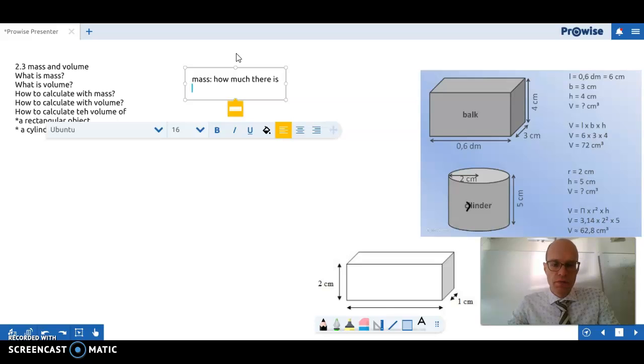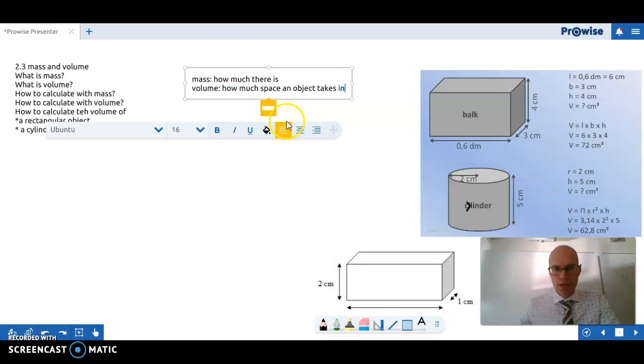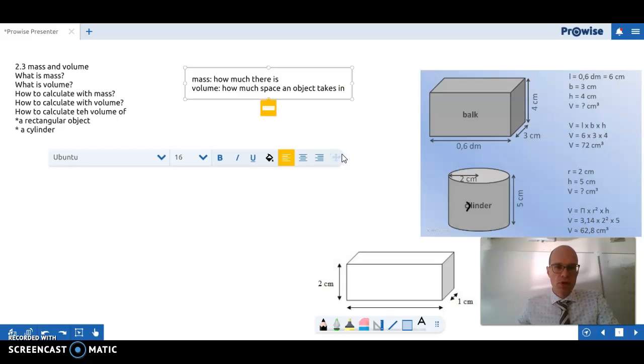And what is volume? Volume has to do with how big something is, and it's simply how much space it takes. It's better to use a full sentence: how much space an object takes in. And that is something you measure in liters or cubic centimeters or cubic decimeters, and that's something you have already done quite a lot.